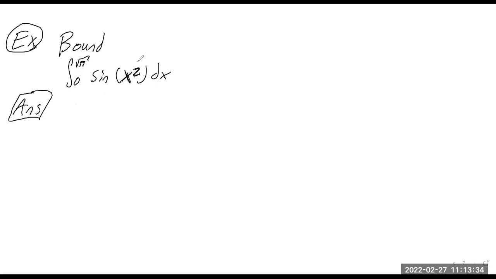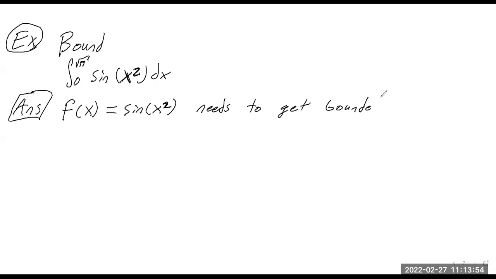Now, the general idea here is that we want to find a bound on our integrand sine of x squared. So the integrand sine of x squared needs to get bounded. And we know that this function is going to have bounds because we're working on a closed interval. So this is bounded on just 0 to the square root of pi.